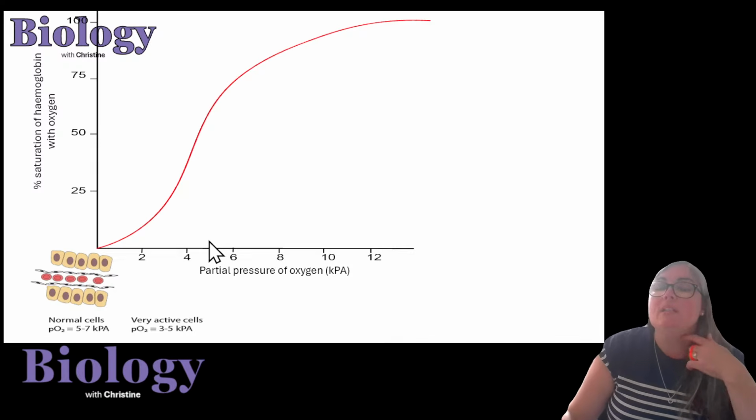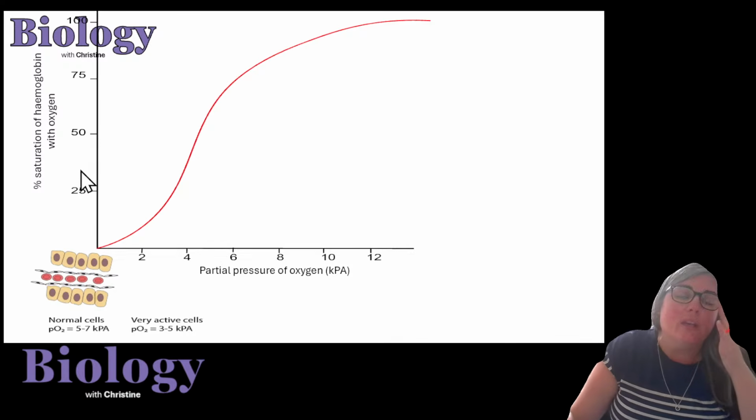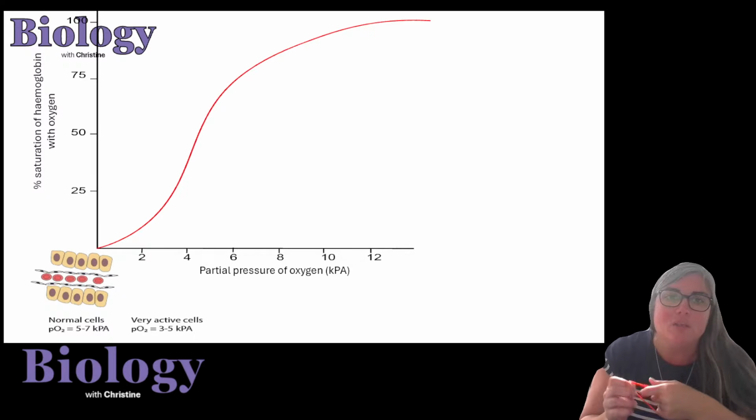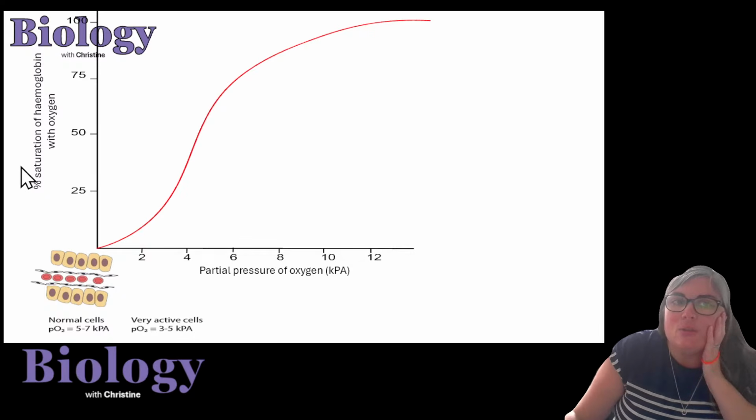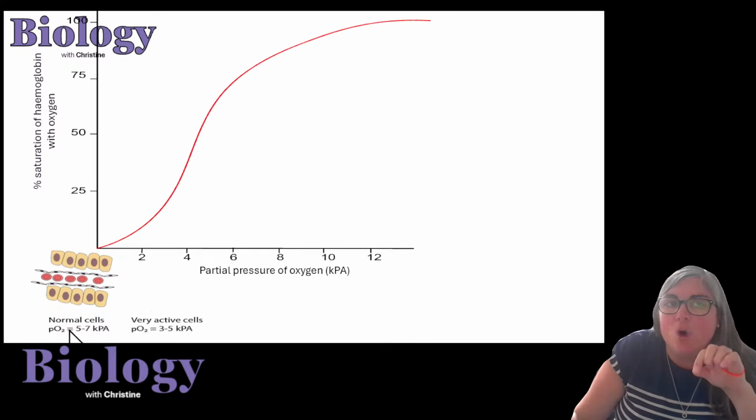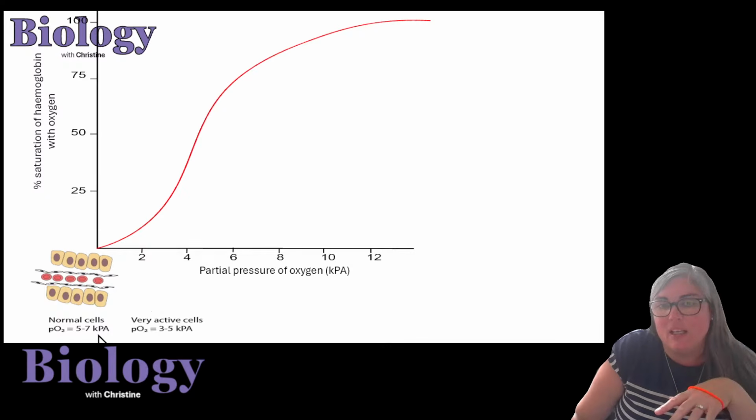So important ways of looking at this, whenever you look at a dissociation curve, and I do feel like one is coming, if I am looking at my partial pressure of oxygen, when I am at normal cells, my partial pressure of oxygen is between 5 to 7 kilopascals.